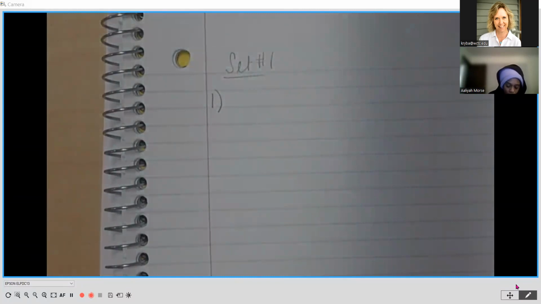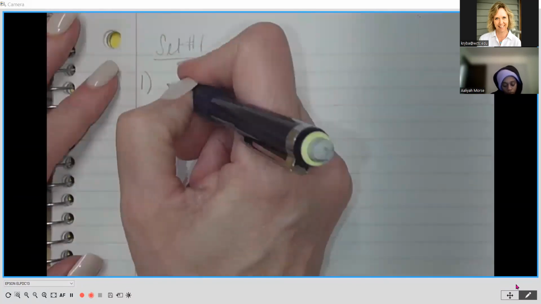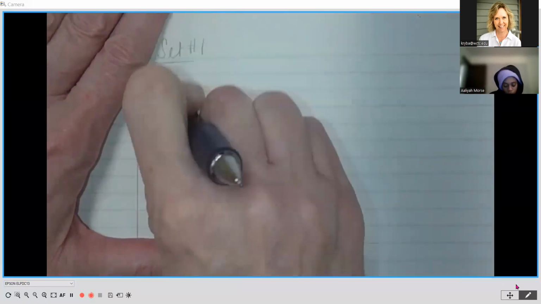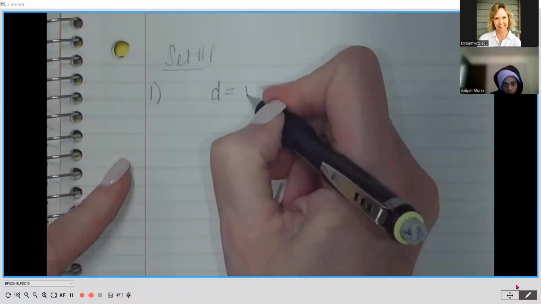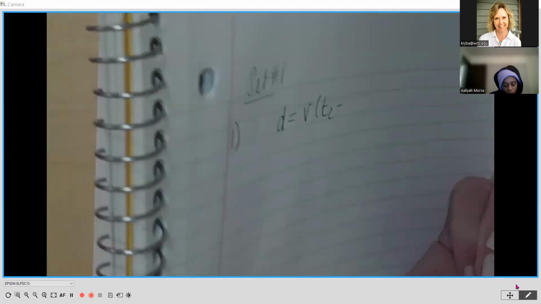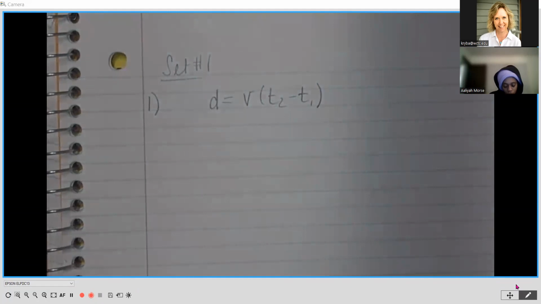And if you do skip around, just put the number where it's supposed to be and then come back to it. But don't go 1, 2, 3, 4, 5, then do 8, and then do 7, then 6 or something like that, okay? Just makes it easier for me. So we're going to write our problem out. I'm actually going to give myself a little bit of room. D is equal to V times (T2 minus T1). Okay, so we want to write the original problem.